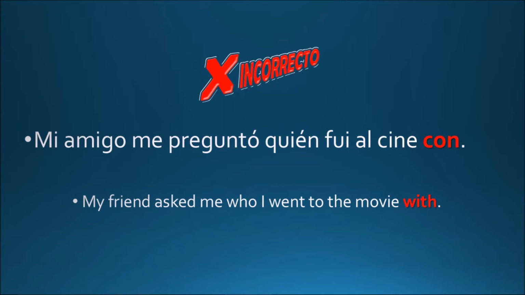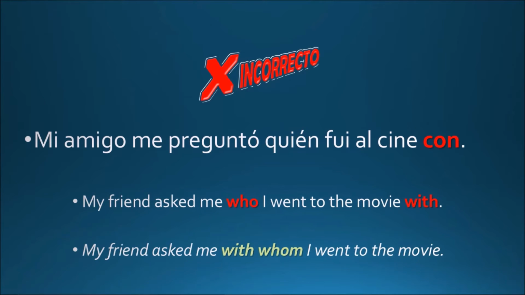However, there is another structure, an alternative structure we can use in English to state the same thing without ending in a preposition. Any ideas how we could change the structure of the sentence in English? My friend asked me with whom I went to the movie. I know it sounds so formal and maybe a bit weird, but technically this is correct, and it shows us an alternative structure that we're going to apply to Spanish.